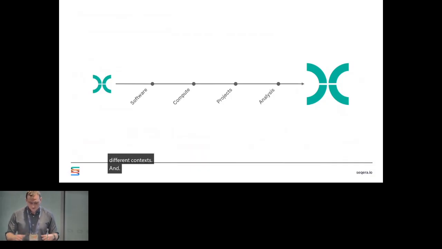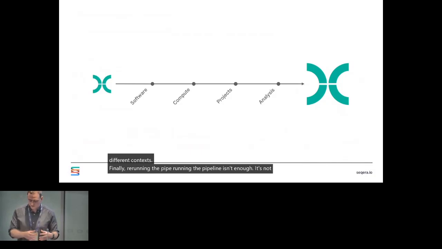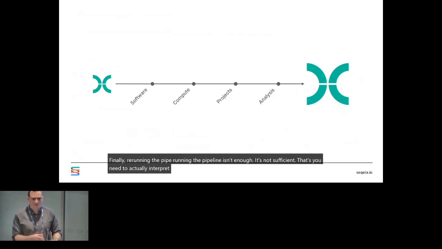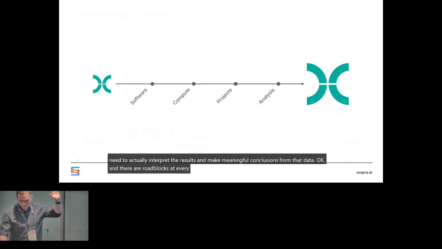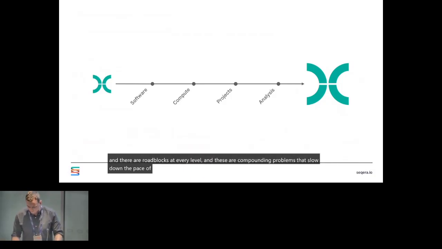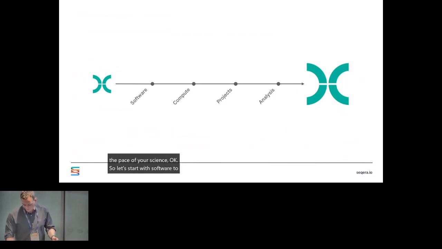And finally, running a pipeline isn't enough. It's not sufficient. You need to actually interpret the results and make meaningful conclusions from the data. There are roadblocks at every level, and these are compounding problems that slow down the pace of your science. So let's start with software to begin, and talk about each one of these in turn.